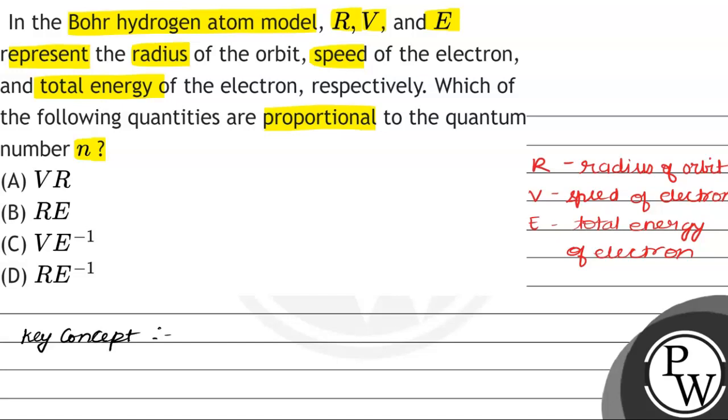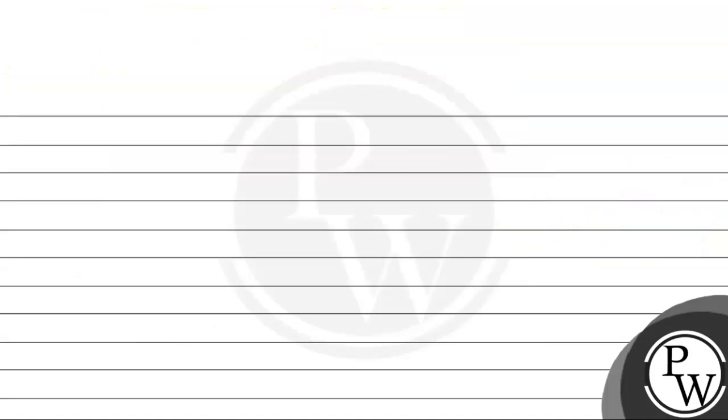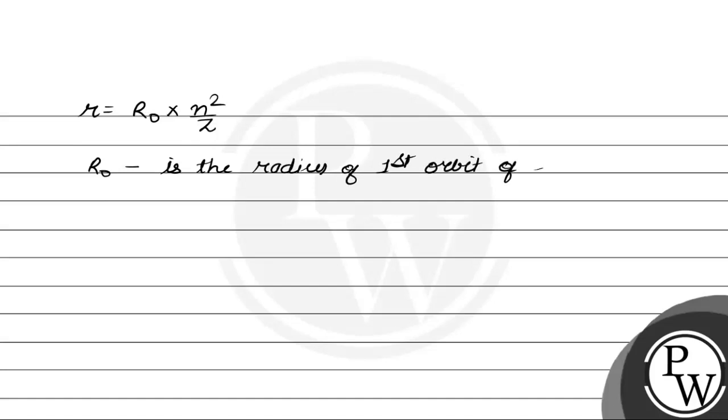the key concept of this question, which says according to Bohr's model, radius r is given by r naught into n square upon z, where r naught is the radius of first orbit of hydrogen atom, and velocity v is given as 2.18 into z upon n, and total energy E of an electron in the nth orbit is given by 13.6 into z square upon n square.